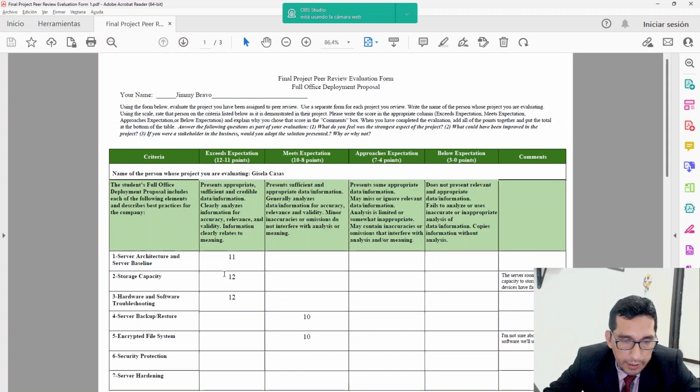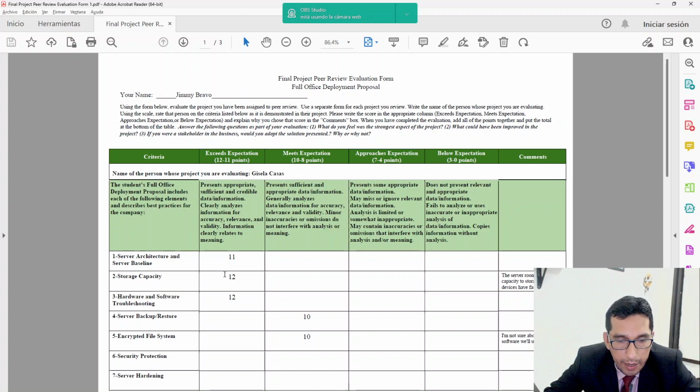The storage capacity is very clear too. The information about it is very complete. The server roles contain high capacity to storage, and the device is very fast and safe. The hardware and software troubleshooting is very clear too. The tools, the ways that you have to fix the problem, are very effective to resolve any problem.